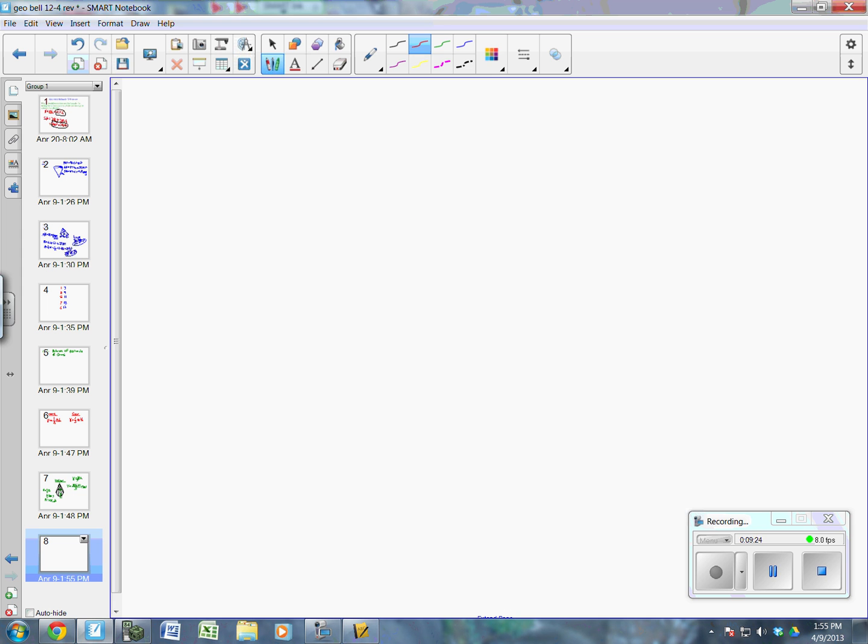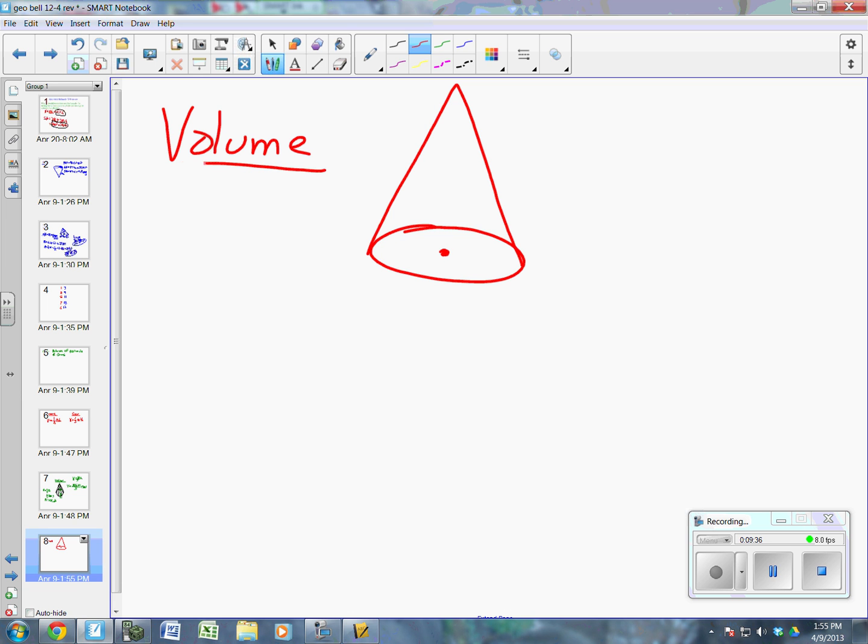A cone. What information do we need to find the volume of a cone? We need the radius. What else? The height. What else? Okay, and pi. That's all we need, right? Volume is equal to 1/3 times pi r squared times the height, right?